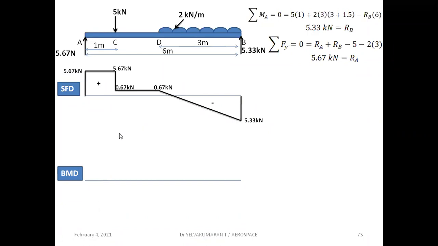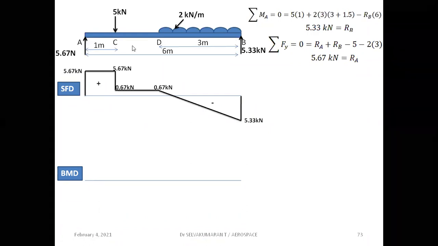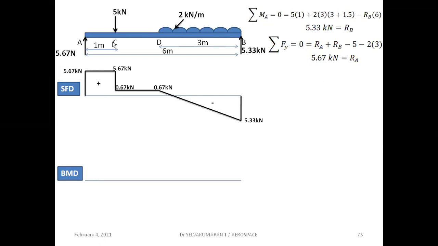Now let us come to the bending moment diagram. How to find the bending moment at C? We know that the bending moment at the simply supported ends is 0. So 0, 0 here. And 5.67 into 1 would be the bending moment at C, so 5.67 kilonewton meter. Then what would be the bending moment at D? At D, how will you calculate? 5.67 into 3 clockwise, and this 5 gives, with respect to D, anti-clockwise.